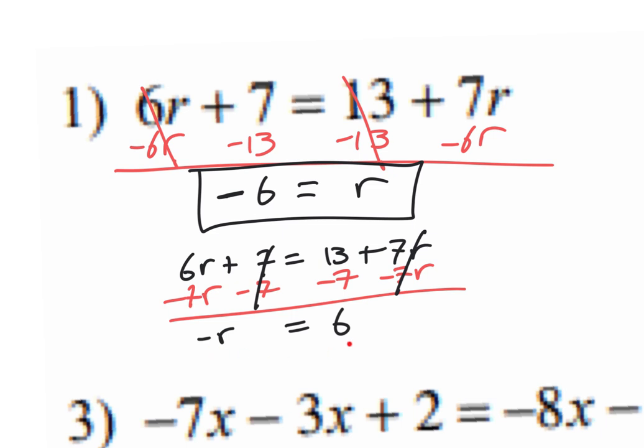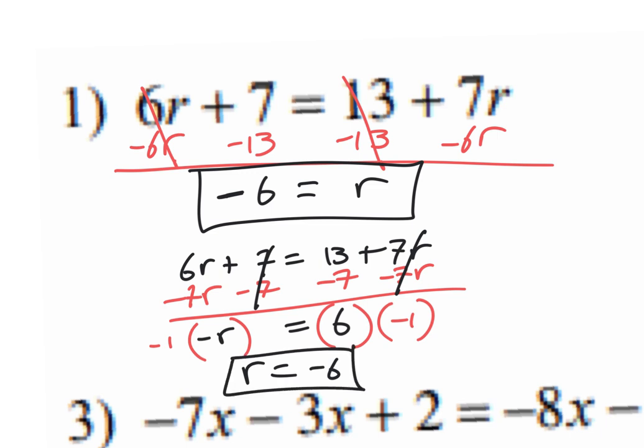I would give myself one more step to do because this is not isolated. This is not solved for r yet because it has this negative symbol out there. So what would I have to do? I'd have to multiply both sides by negative 1. And then the negative times the negative would make positive r, and then 6 times negative 1 would make negative 6, and then I would solve it.